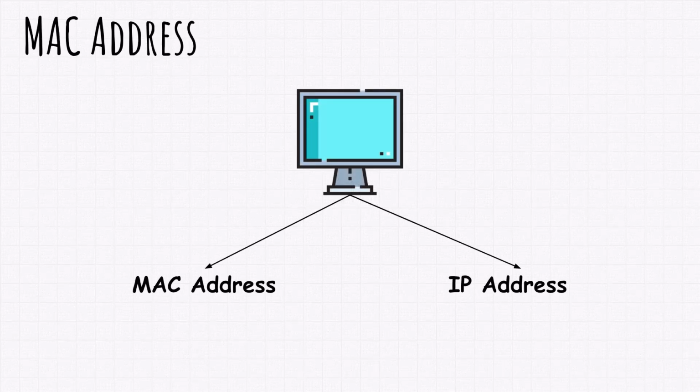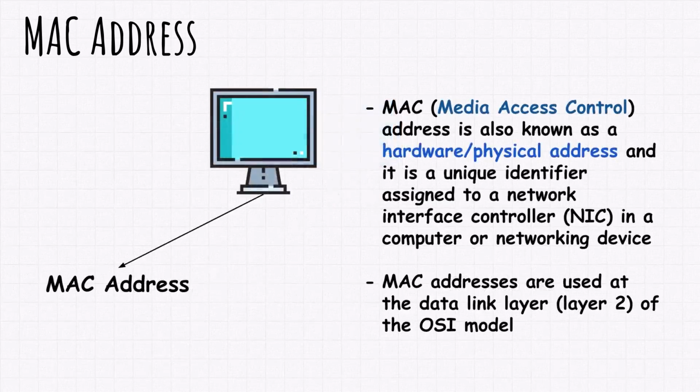Now the main difference between these two is that MAC addresses are unique, while IP addresses are not always unique for every device. Since we will talk about IP addresses later in the course, let us now shift our focus just to talking about MAC addresses. So, what are MAC addresses?